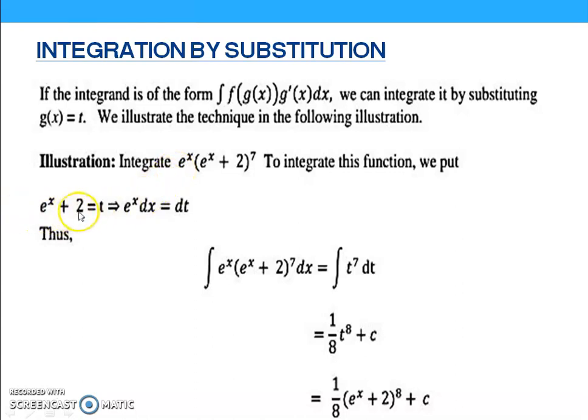So substituting this value as t, the derivative is e raised to power x dx equal to dt. So I can modify this given integral as integral of t raised to power 7 times dt. So on integration, the answer is t raised to power 8 upon 8 plus c. And we have to back substitute the value of t now, which is again e raised to power x plus 2. And we'll get the required answer.